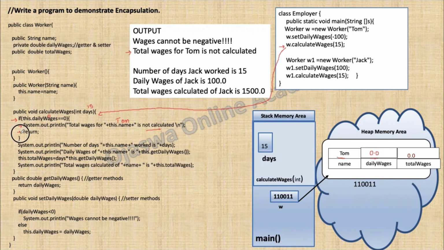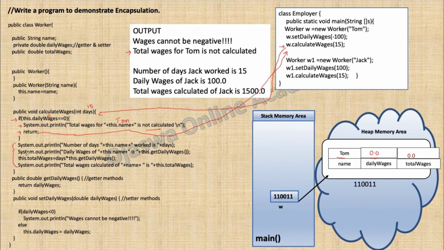Next statement is return. The return keyword returns the control back to the point from where the method was called. So from here, control will go back and further statements will not execute. Memory inside the stack is released.